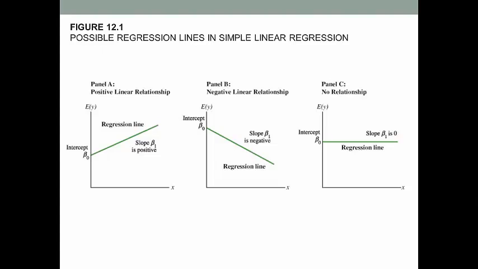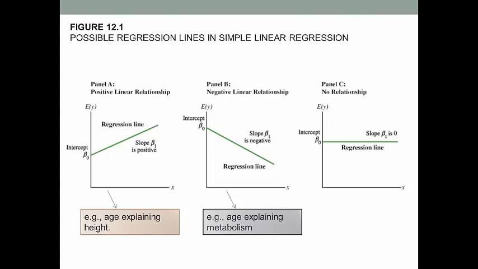There's no slope. So some examples of this, a positive linear relationship, we might say age explaining height, at least within a certain age range. So as you're getting older, you're getting taller. A negative relationship would be age explaining metabolism, perhaps in a different age range. As you're getting older, your metabolism is going down. So there's a negative relationship.